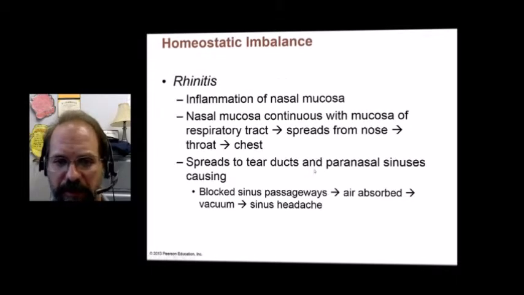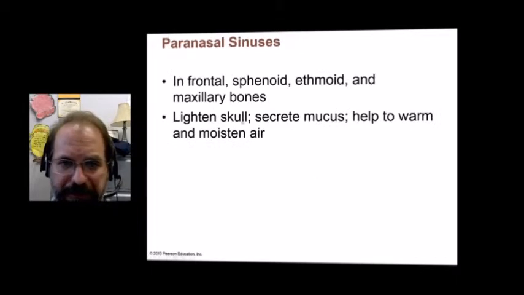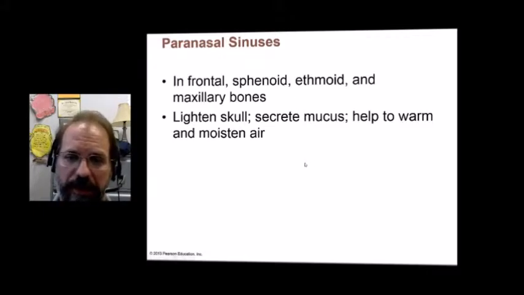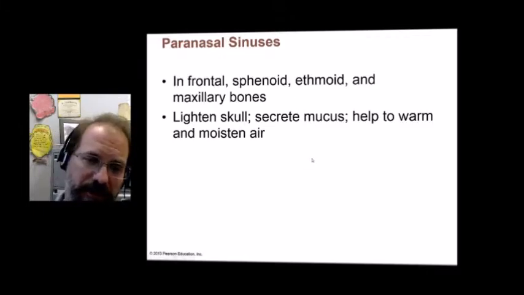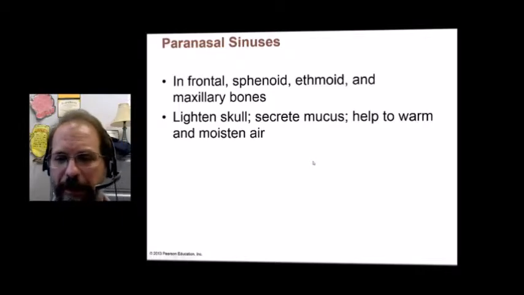The paranasal sinuses, which we learned back when we learned the bones, which we know are sphenoidal, ethmoid, and maxillary, they have a couple functions. One, they lighten the bone load of the skull, so they make the skull lighter. And then they also act as resonating chambers for speech. They secrete mucus, and then they may lend themselves to humidifying and warming the air as well.